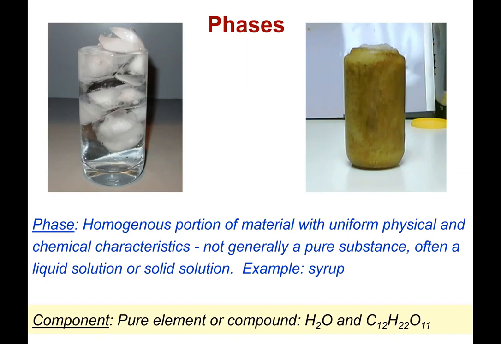You can have two different phases that have the same chemical makeup as long as they are different physically. So for the example here is just liquid water and solid water. Okay, so ice and liquid. They're both chemically just pure water, but one is a solid and one is a liquid. So those would be considered two different phases.